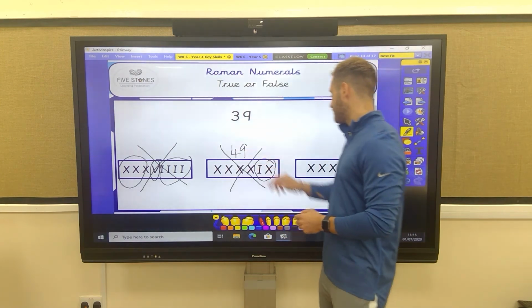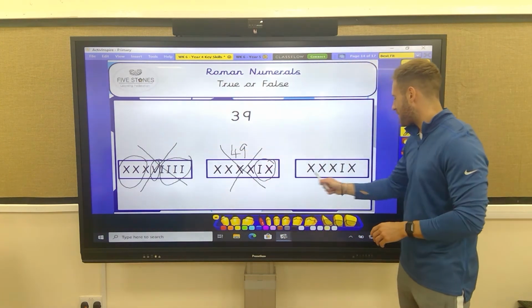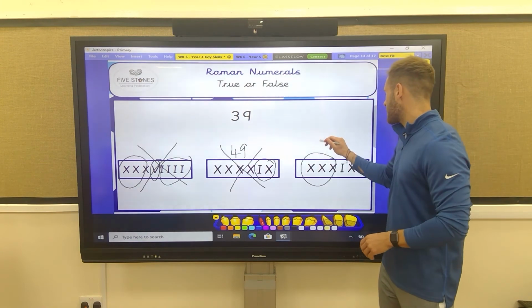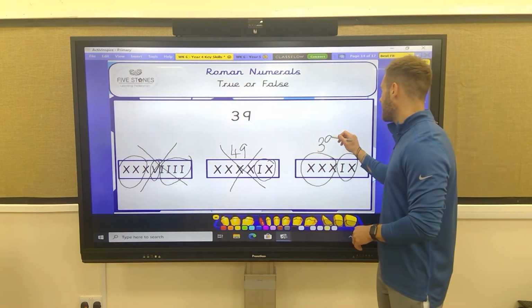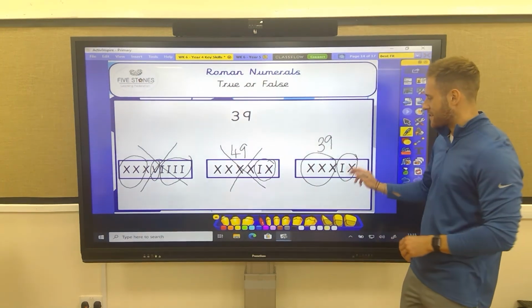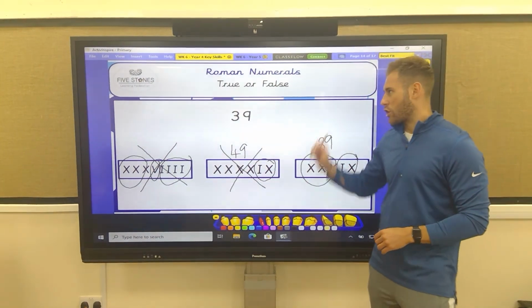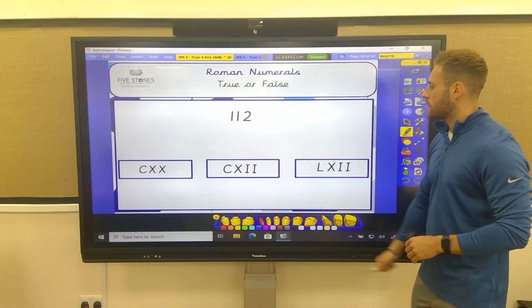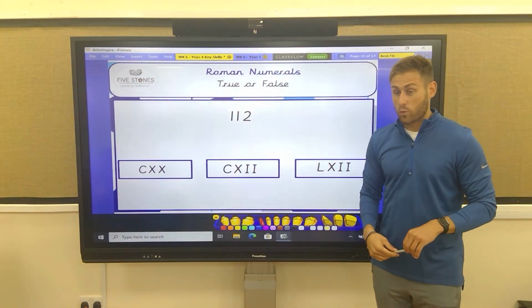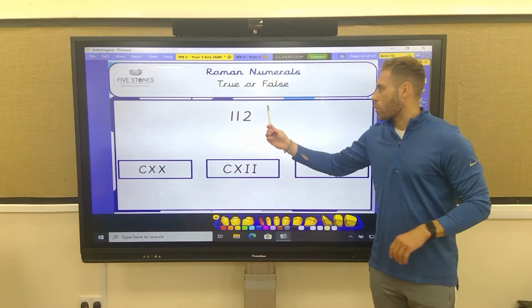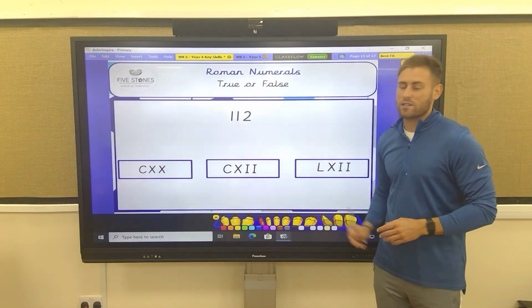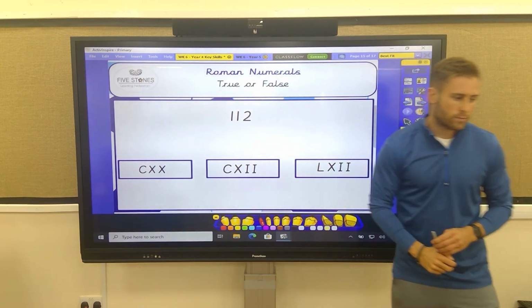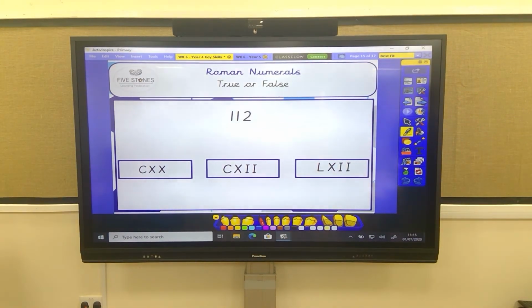Nope, not today. And then we have 3 X's, which is 3 10s, which is 30, plus the 1 before 10, which is 9, which is 39. So this is our true representation of that numeral. Now, a different one. Pause the screen, look at 112, refer back to your key if that helps, but see which one is the true representation. Off you go.